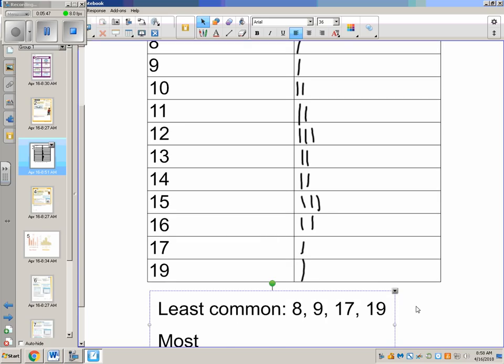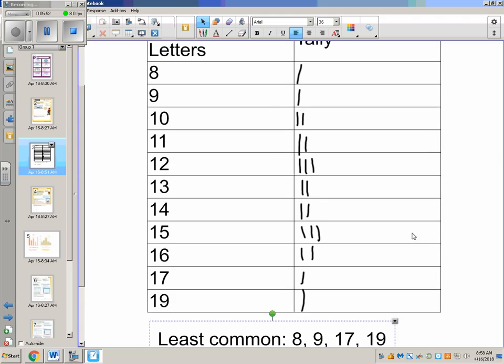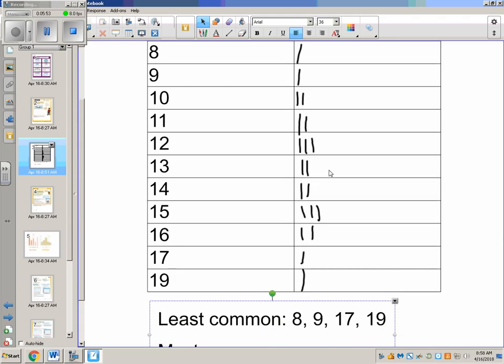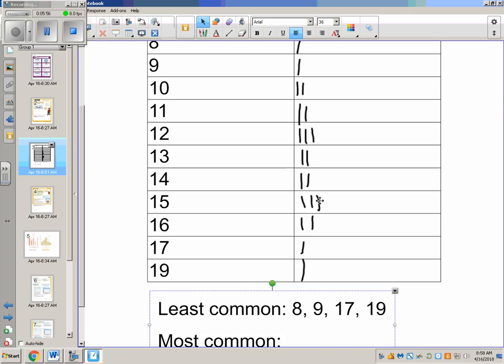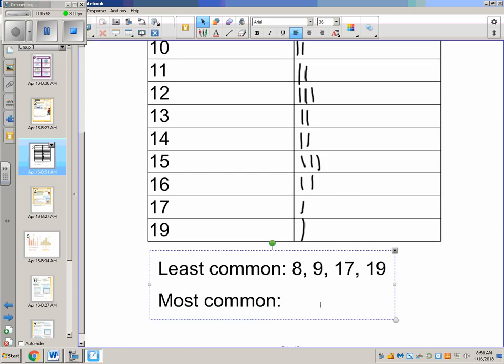If we wanted the most common amount of letters to have in a name, I'm looking for where I have the most tallies. So there were 3 students that had 12 letters in their name and 3 students that had 15. So the most common amount of letters in a name was 12 and 15.